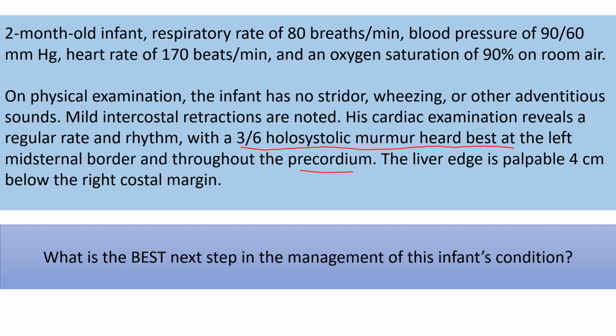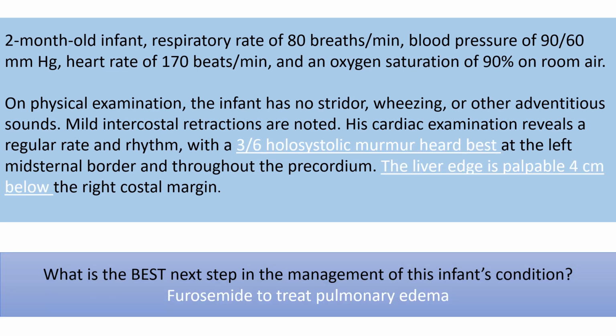What is the best next step in the management of this infant's condition? This is a classic presentation of a large VSD with a 3/6 harsh systolic murmur, best heard at the left mid-sternal border and throughout the precordium. The patient here is presenting with congestive heart failure, pulmonary edema, and hepatomegaly. The best next step is to give furosemide to treat pulmonary edema.